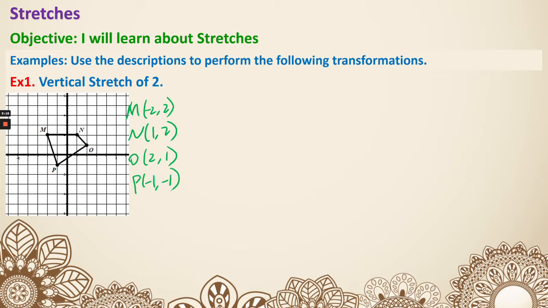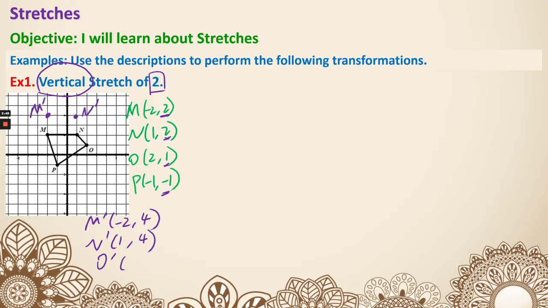It is a vertical stretch, so that means we are going to change whichever way is vertical, that would be the y. So we're going to change all the y values, multiply them by 2. That gives us M prime as -2, 4, which is right here. That's M prime. Again, don't forget to label them with the prime. Then N prime, the x does not change, still a 1. 2 times 2 is a 4. So N prime would be 1, 4, which is right here.